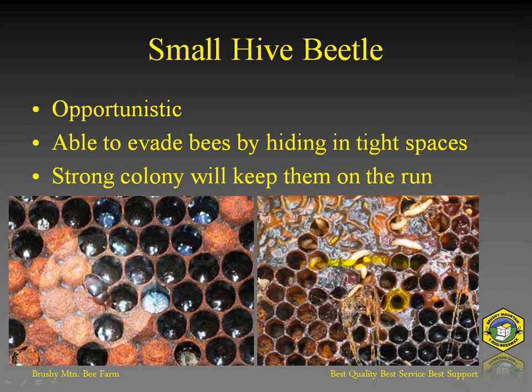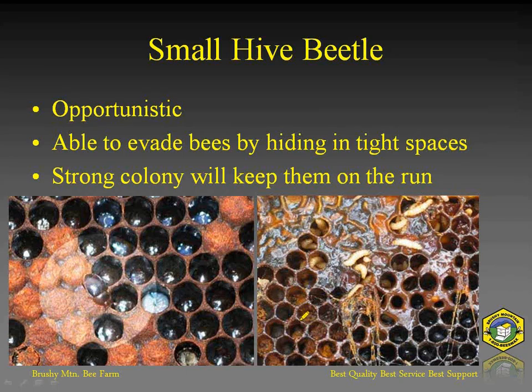So they're opportunistic, and a good, strong colony will chase them around and prevent them from settling in and being able to lay eggs, or if they do, that colony will deal with the laid eggs and the associated larvae that hatch from those eggs. So the strong colony will keep them on the run. That is really your best defense against small hive beetle.